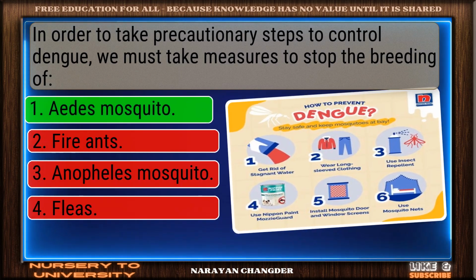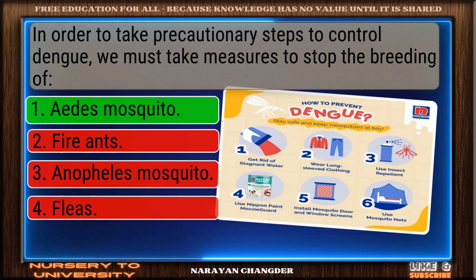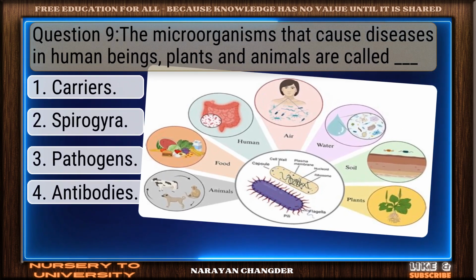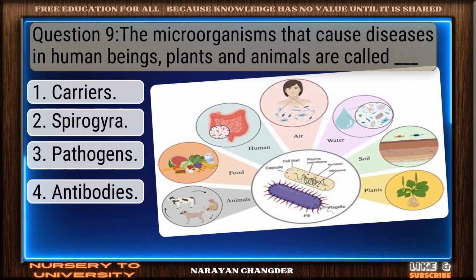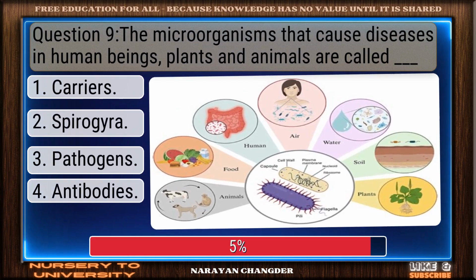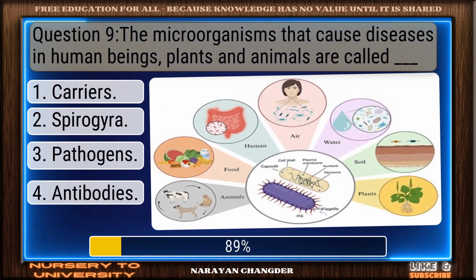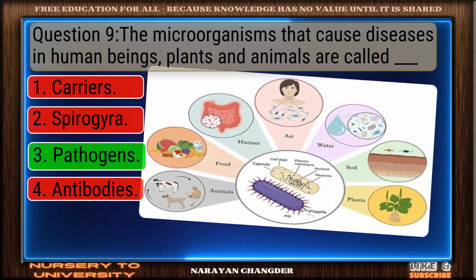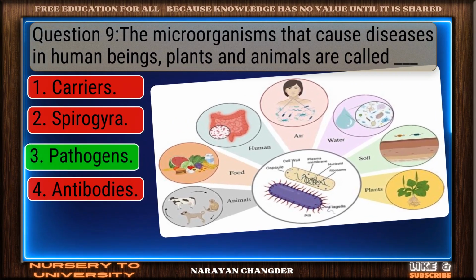Valid point. Aedes mosquito is true. Question 9. The microorganisms that cause diseases in human beings, plants, and animals are called dash. Nice selection. Pathogens is the correct and valid answer.